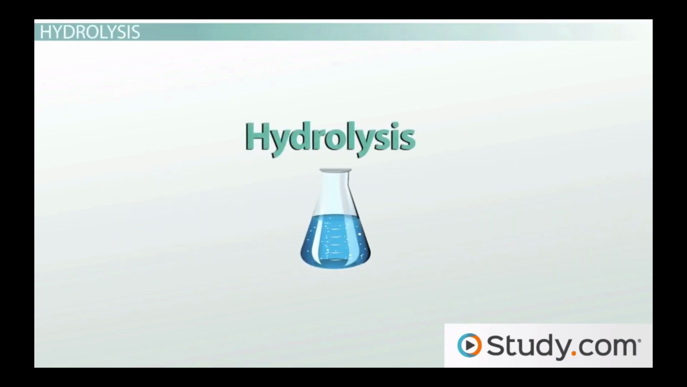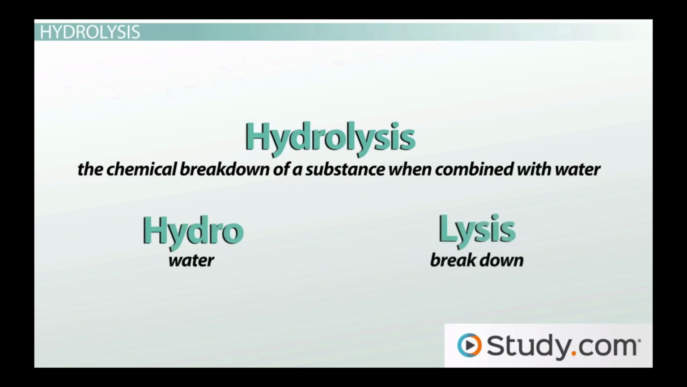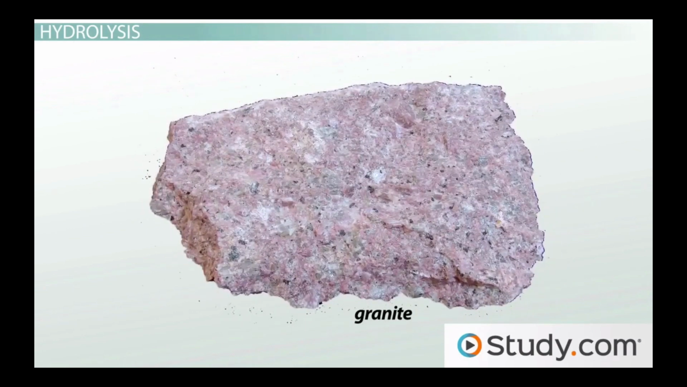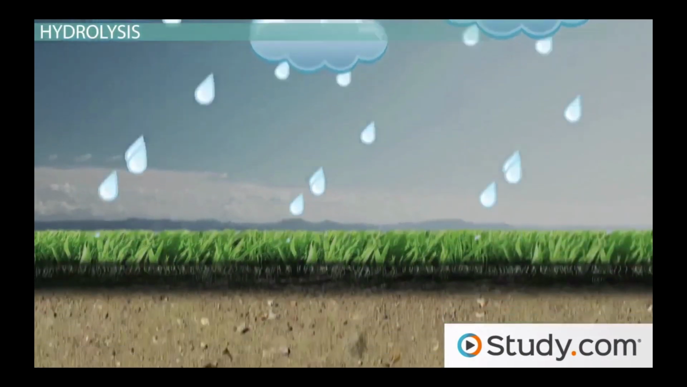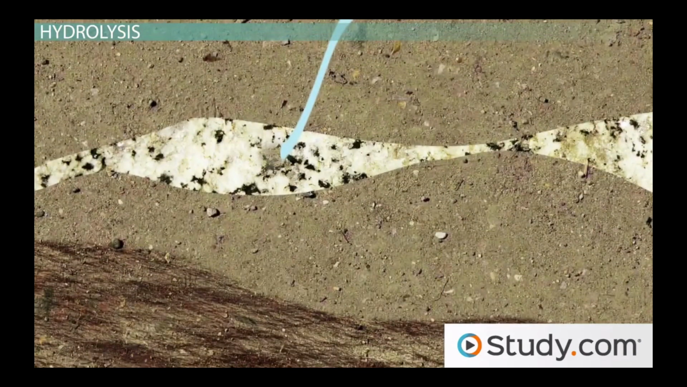Let's start with a discussion of hydrolysis, which is the chemical breakdown of a substance when combined with water. You can recall this term by remembering that the prefix hydro means water and the suffix lysis means to break down. With chemical weathering of rock, we see a chemical reaction happening between the minerals found in the rock and rainwater. The most common example of hydrolysis is feldspar, which can be found in granite, changing to clay. When it rains, water seeps down into the ground and comes in contact with granite rocks. The feldspar crystals within the granite react with the water and are chemically altered to form clay minerals, which weaken the rock.